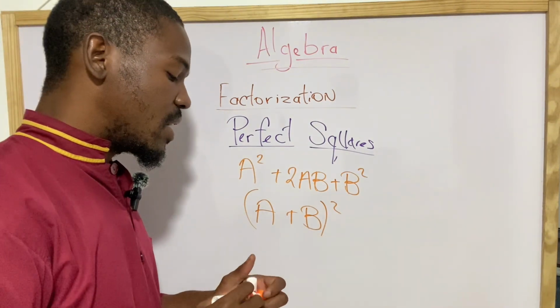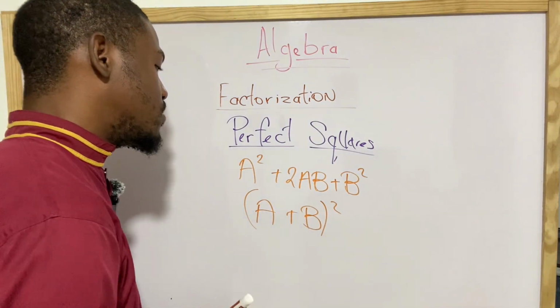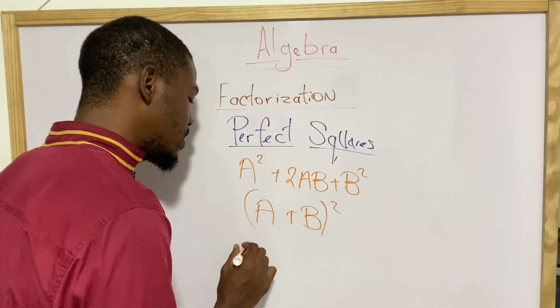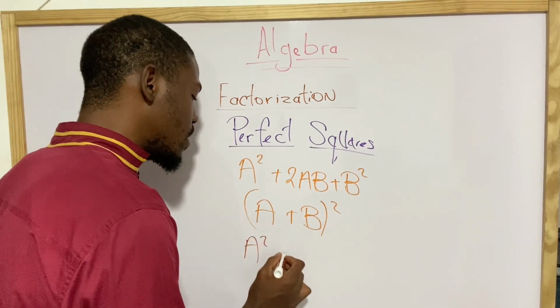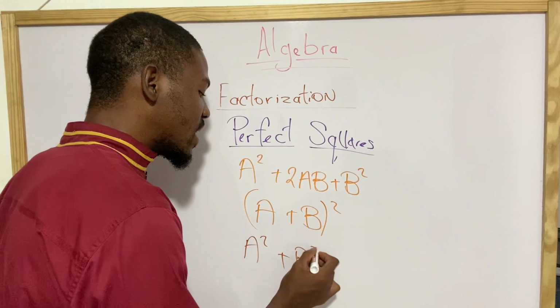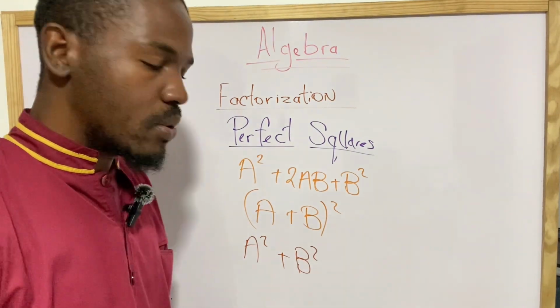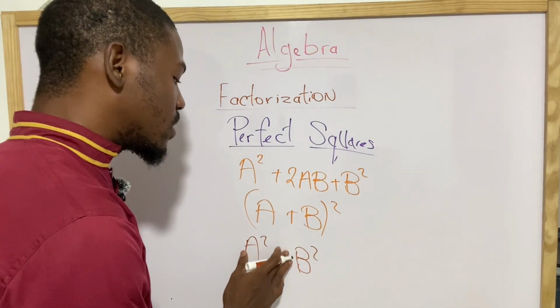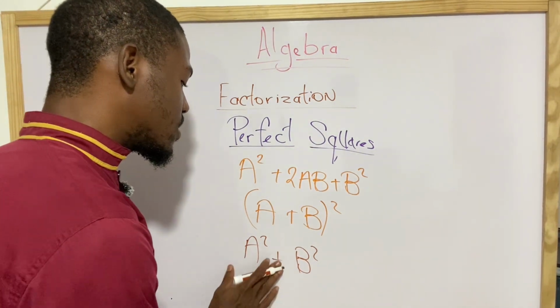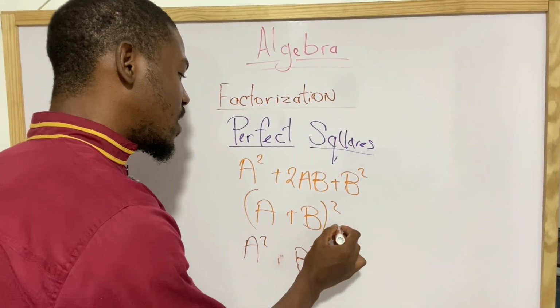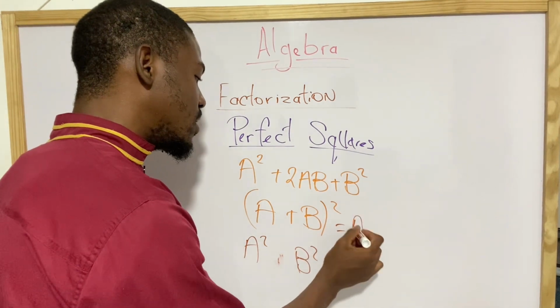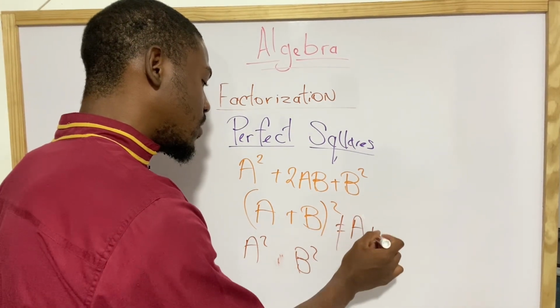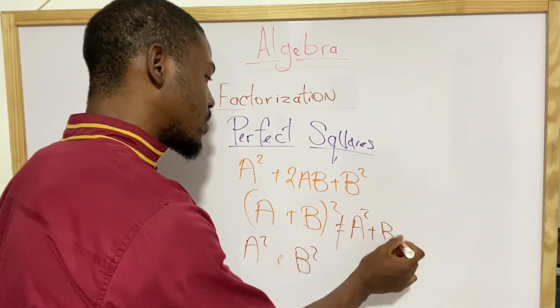Now, one of the things that students will sometimes mix up is to rewrite this as a squared plus b squared, just like in the example of the difference of two squares, where the only difference between the two would be the negative. But this is not accurate. This right here, a plus b all squared, does not equal a squared plus b squared.